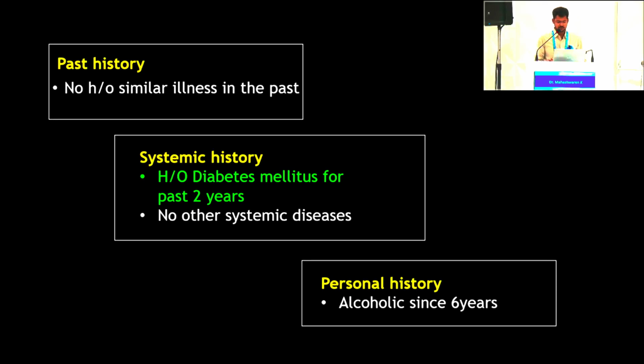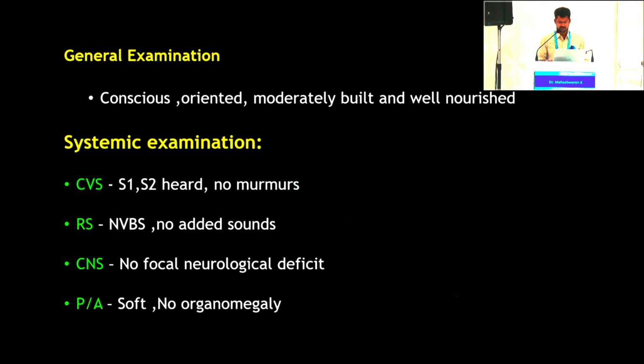He's a known diabetic for 2 years and is a known alcoholic for 6 years. In general examination, he was conscious, oriented, moderately built and well nourished, and systemic examinations were normal.